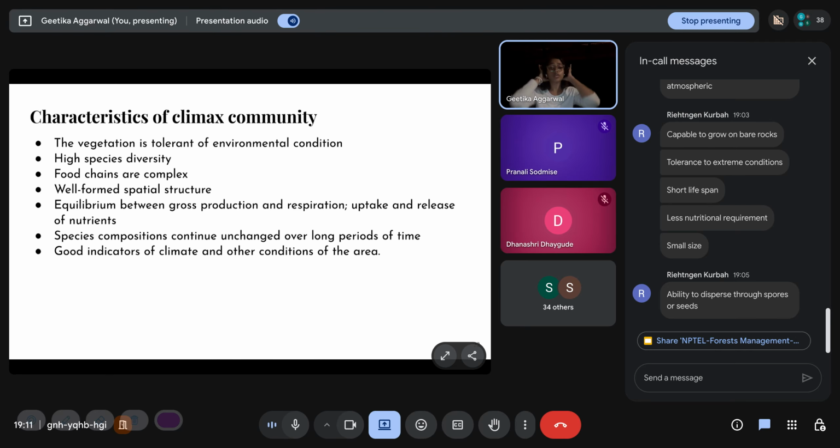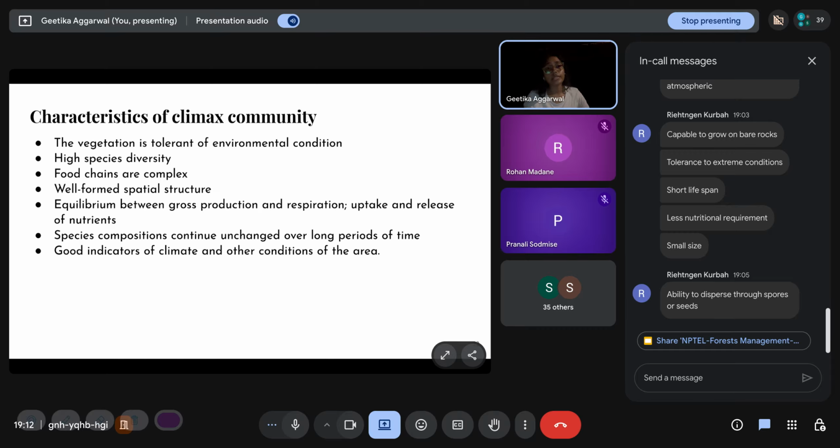And these communities are good indicators of climate and other conditions of the area. If you have an area where a particular community has reached climax or steady state, it can be a very good bioindicator, because if you start seeing changes in that area, if some species are decreasing in numbers or going extinct, then you can start looking at what conditions have changed in the area.